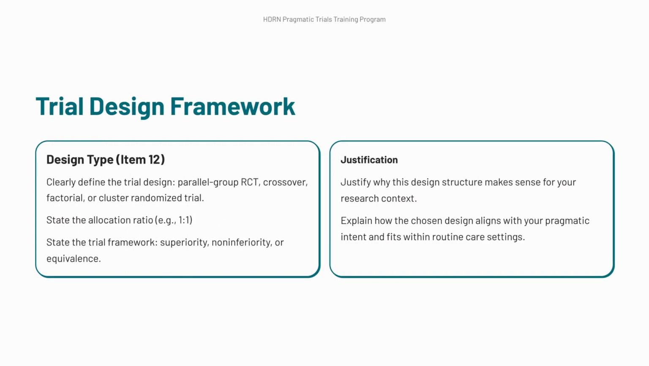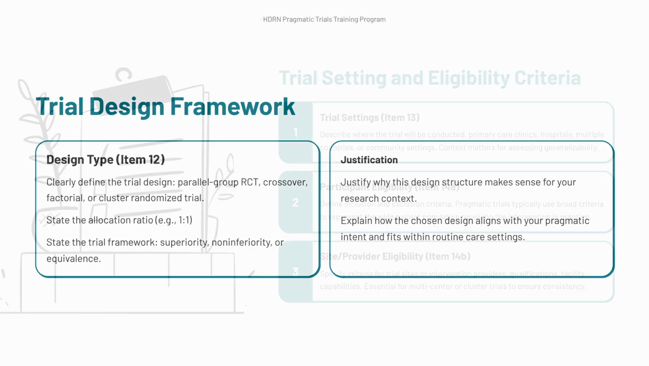When outlining your trial design, which is covered in item 12 of the Spirit checklist, be sure to specify the type of design you're using. Also, mention the unit of randomization and the allocation ratio. Additionally, specify the trial framework or intent. For example, is it a superiority, a non-inferiority, or an equivalence trial? And justify why the chosen design and trial framework makes sense for your context. It's also important to be explicit about the trial's pragmatic intent and how it fits in routine care settings.